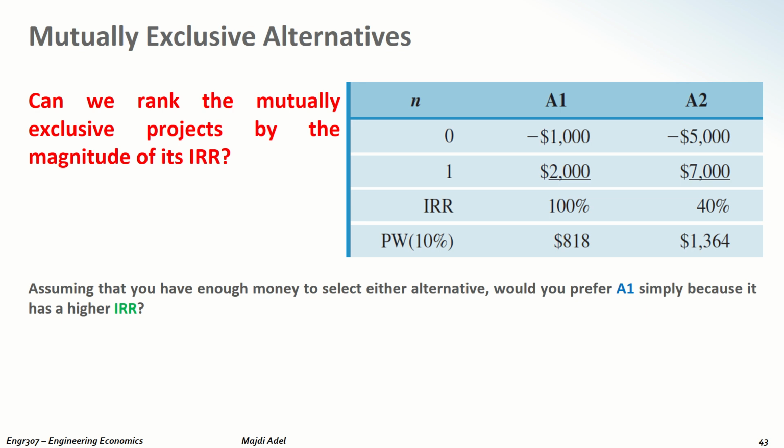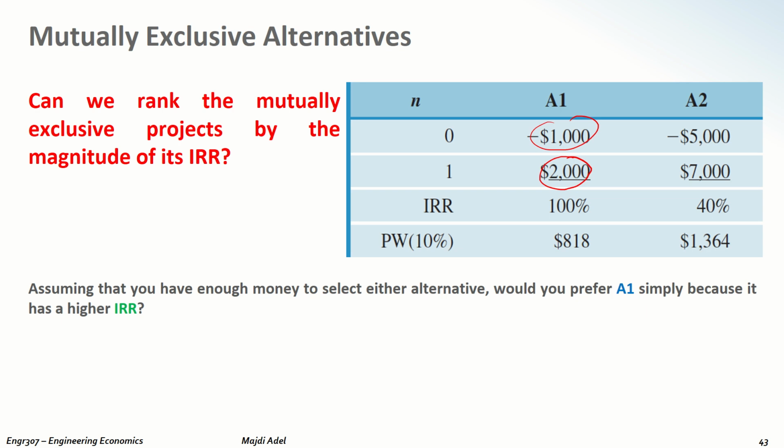Let's examine both situations. Suppose that you have invested $1,000 and in the first year your investment has doubled, then you will get an internal rate of return of 100%. You invested $1,000, you got $2,000 at the end of the first year, then the internal rate of return is 100%. In the other situation, you have invested $5,000 and after 1 year you got $7,000. In this case, the internal rate of return for this project is 40%.